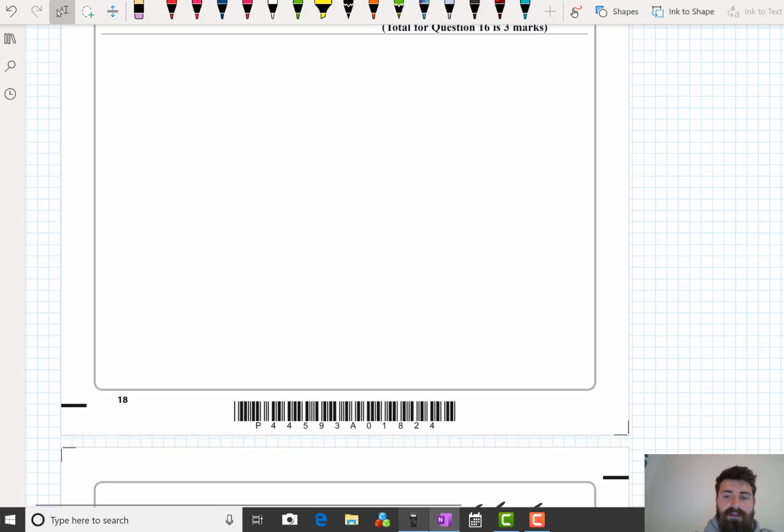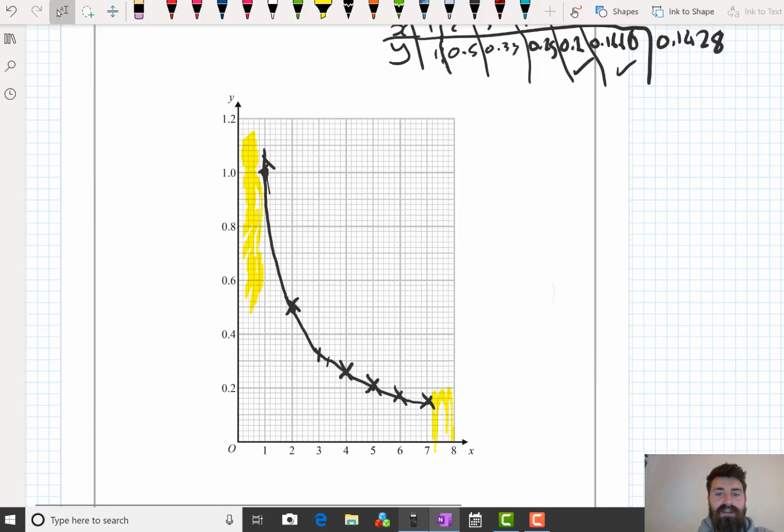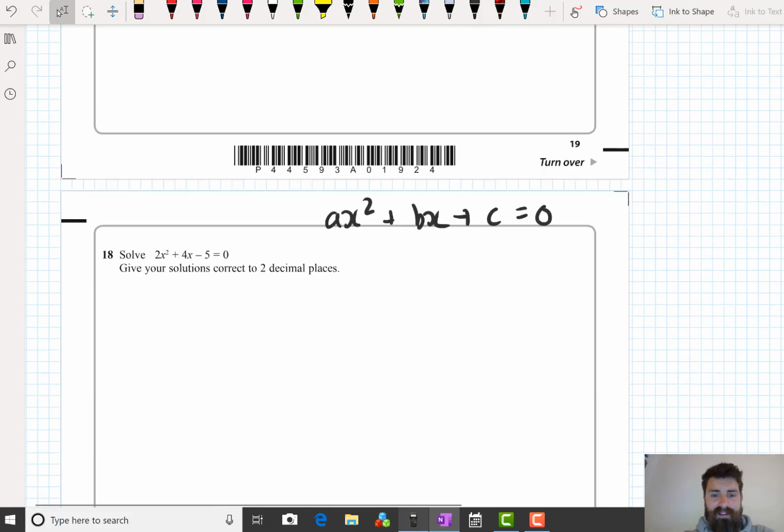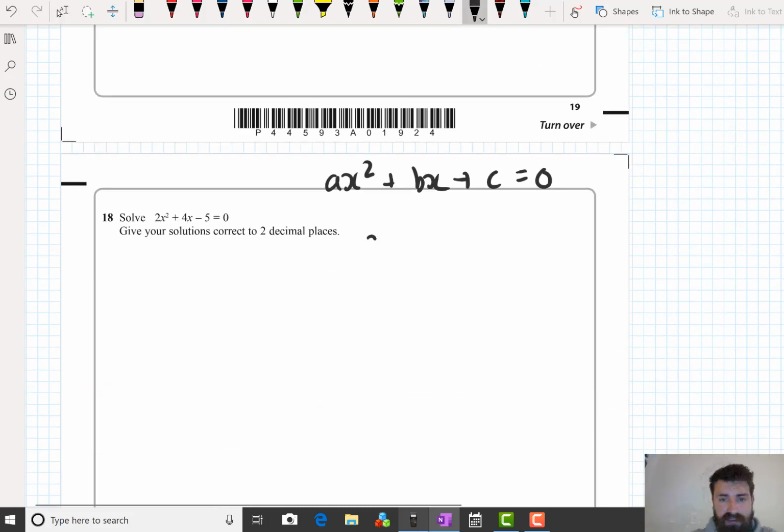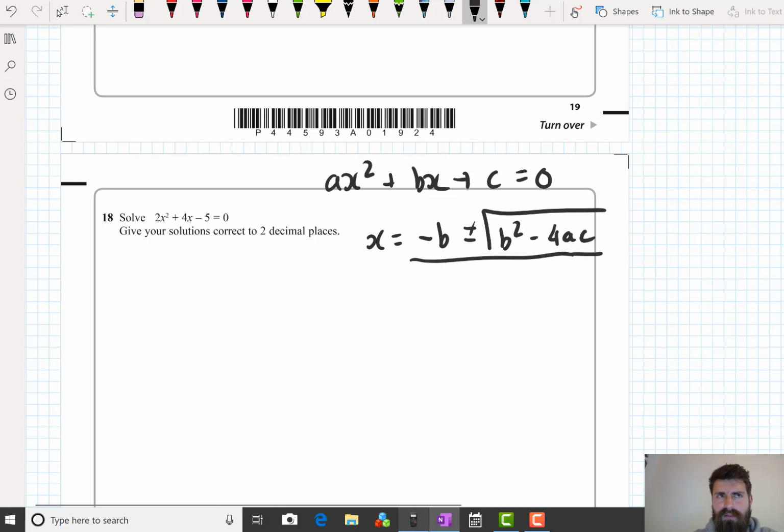Sorry. Okay, so to find out the solutions to a quadratic equation of this form, i.e. the one which I'm just putting here, it's minus b plus or minus the square root of b squared minus 4ac. This bit's called the discriminant under there, if you did want to know. All over 2a. So a is 2, b is positive 4. I'm writing the positive there, and c is negative 5. A, b, c. Give your solutions correct to 2 decimal places.